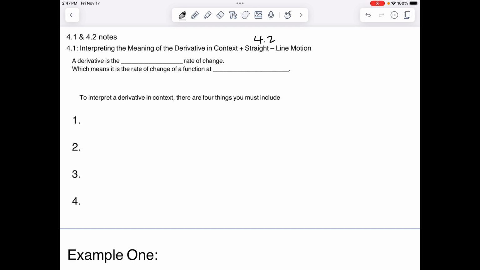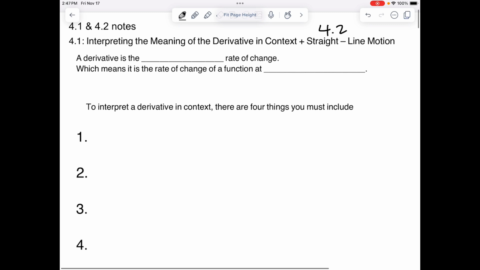So a lot of the ways that we've been talking about the derivative most recently is that the derivative is the slope of the tangent line. And that is true, that's what it looks like graphically. But if we think about the derivative in the real world, like how does it help us with the real world? If you guys remember, the derivative is the instantaneous rate of change.